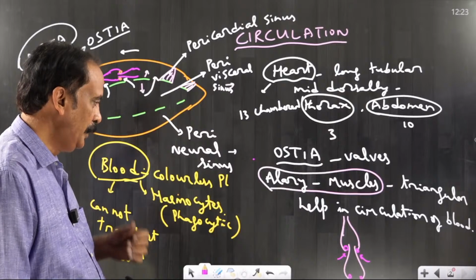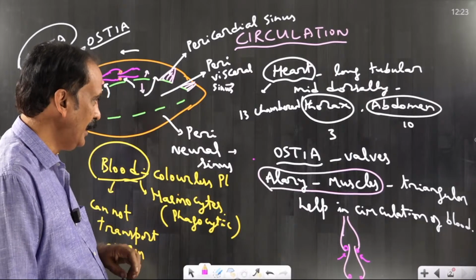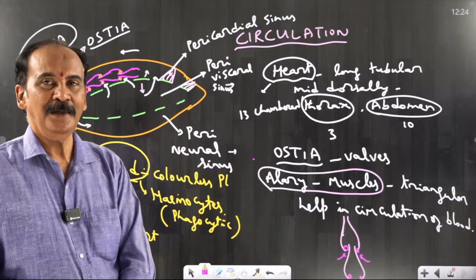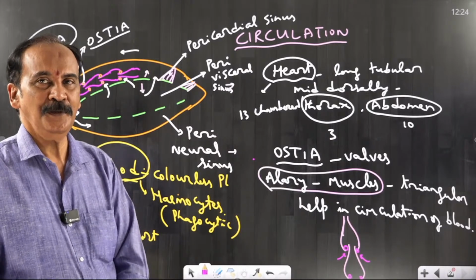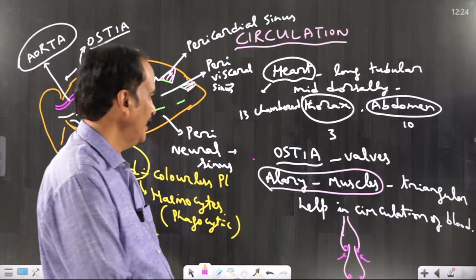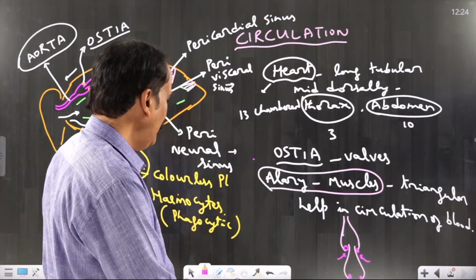That is the tubular heart, which is 13 chambered, and the animal has 12 pairs of alary muscles helping in circulation of blood. Okay, that's about the circulation in the animal.